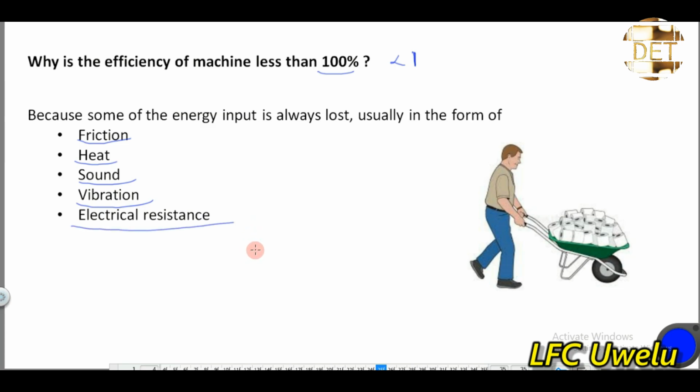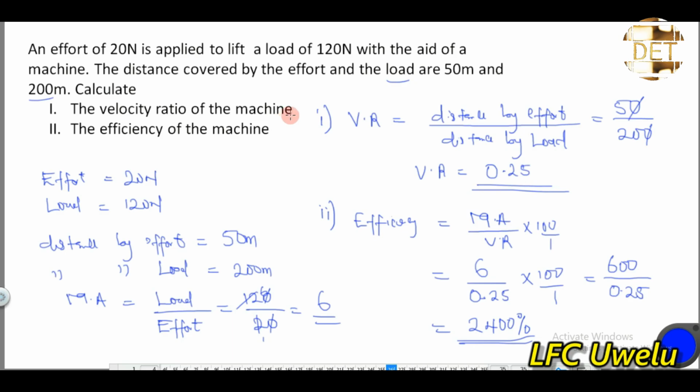So the efficiency of a machine is never 100%, or cannot be one, because some of the energy input is always lost in the form of friction, heat, sound, vibration, or electrical resistance. So this is a very important question. That is why I said that this calculation here is not really realistic, right? Because the efficiency of a machine cannot and will not be up to this 2400%. So this question is not realistic.